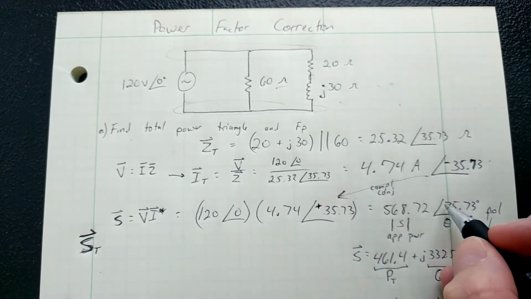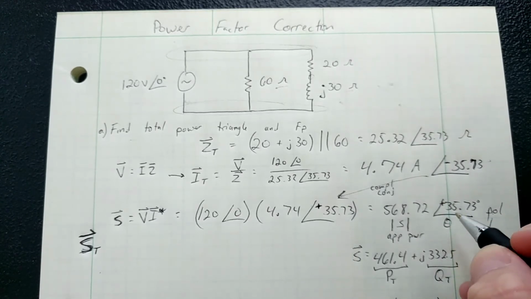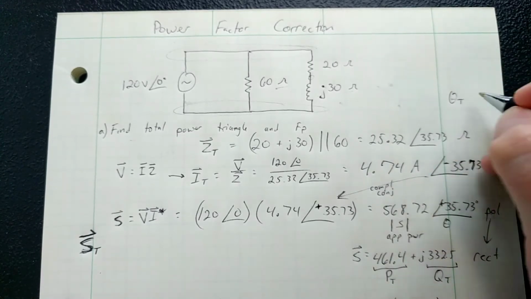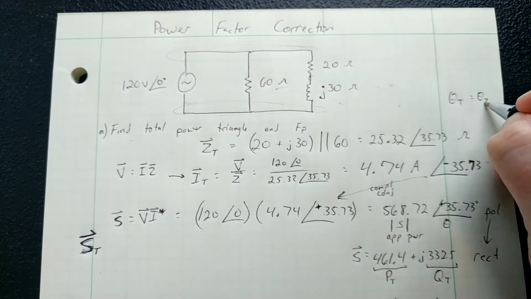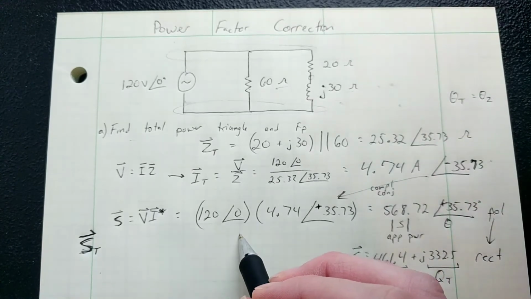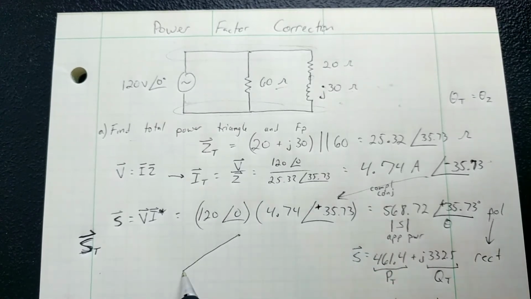So simply solving from polar to rectangular gives us all four parts of our power triangle. Now this is an inductive power triangle because this is a positive theta angle. Note this angle is the same as the Z. And that's always true. Theta of the triangle is equal to the theta of the Z. This is inductive, 332, 461. So here's the triangle right there.